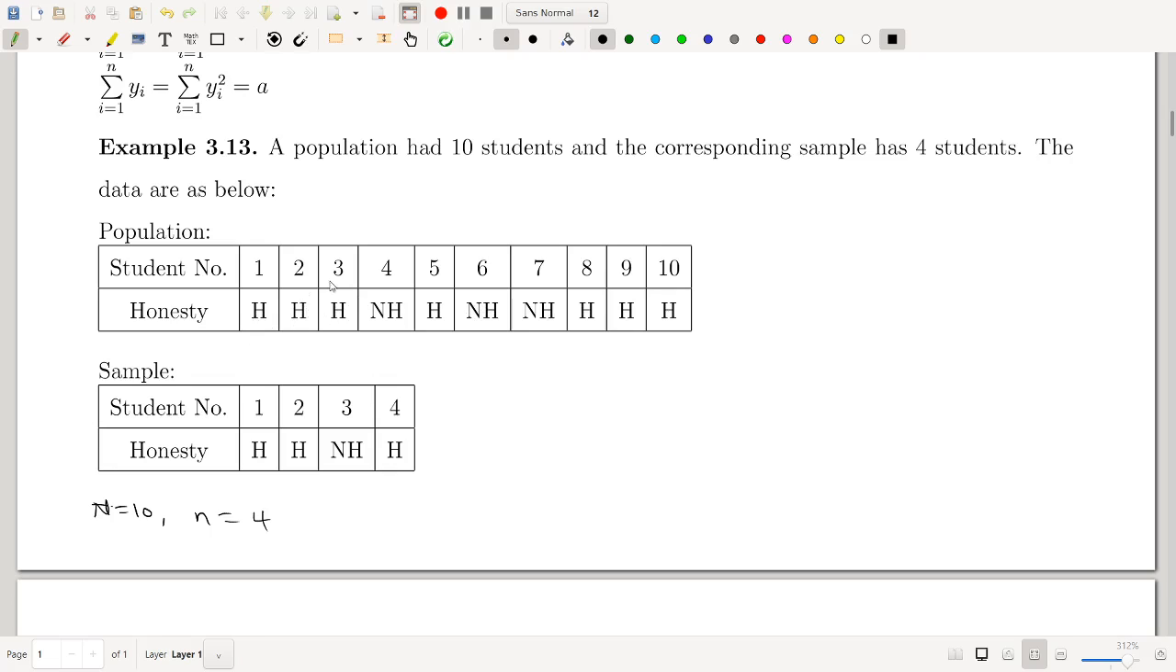The first, second, third students are honest, the fourth one is not honest, the fifth one is again honest. Like this the data is given. So this is your population. And from this population, we take a sample of size 4. In this sample, the first student came honest, the second student came honest, the third one is not honest, and the fourth one is honest.